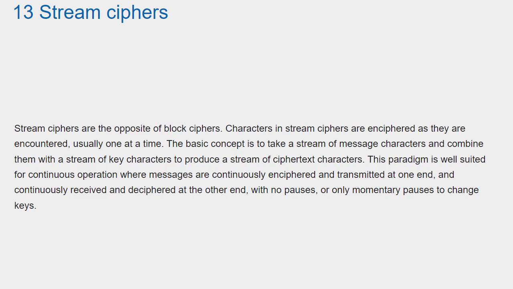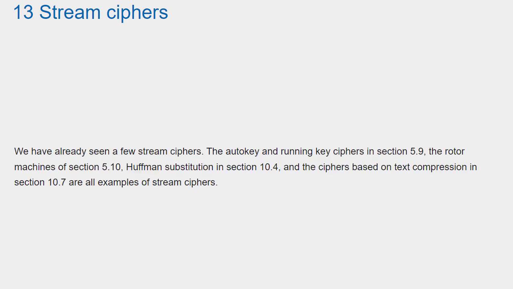Stream ciphers are the opposite of block ciphers. Characters in stream ciphers are enciphered as they are encountered, usually one at a time. The basic concept is to take a stream of message characters and combine them with a stream of key characters to produce a stream of ciphertext characters. This paradigm is well suited for continuous operation, where messages are continuously enciphered and transmitted at one end, and continuously received and deciphered at the other end, with no pauses, or only momentary pauses to change keys.